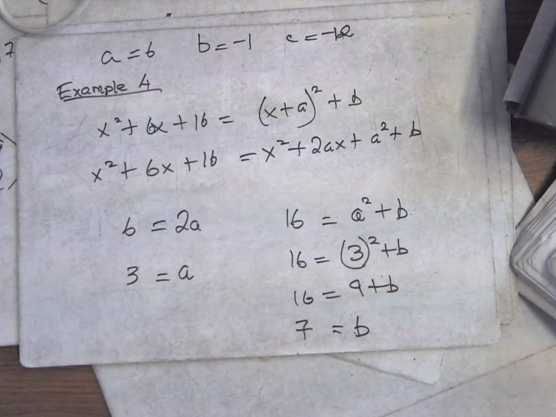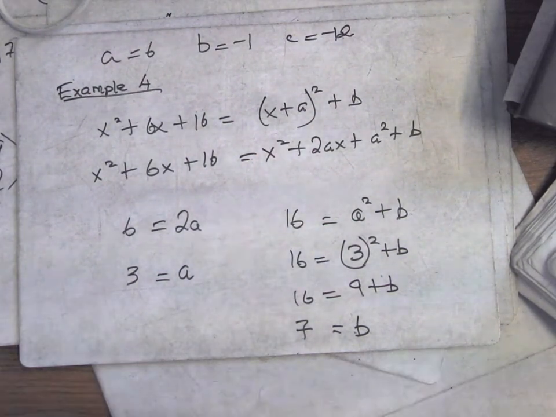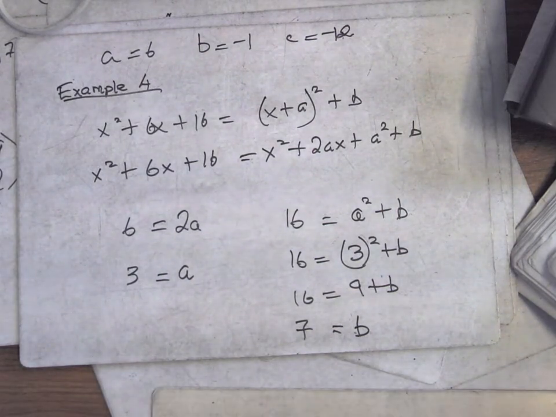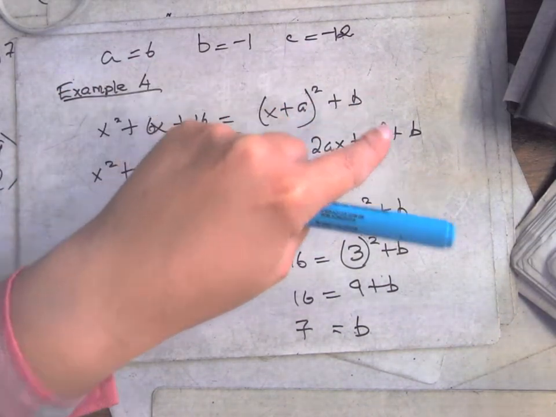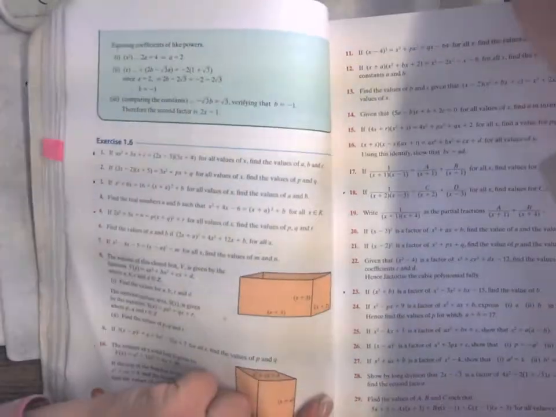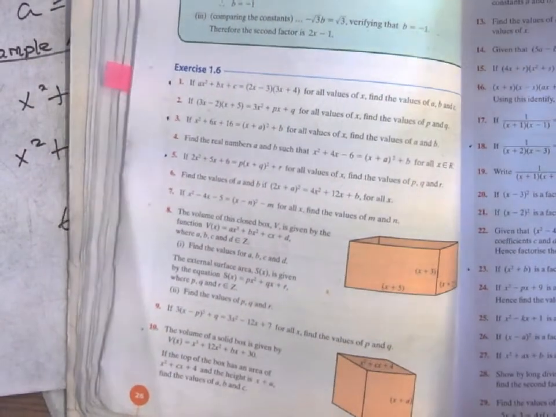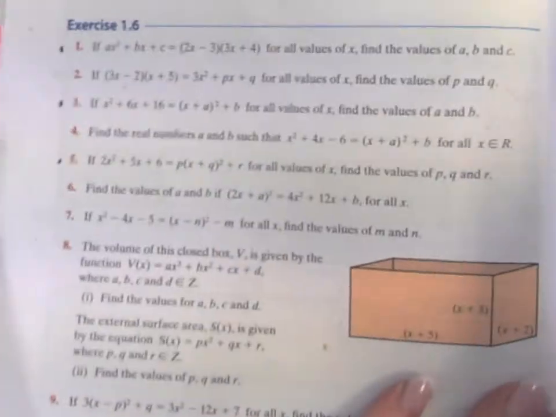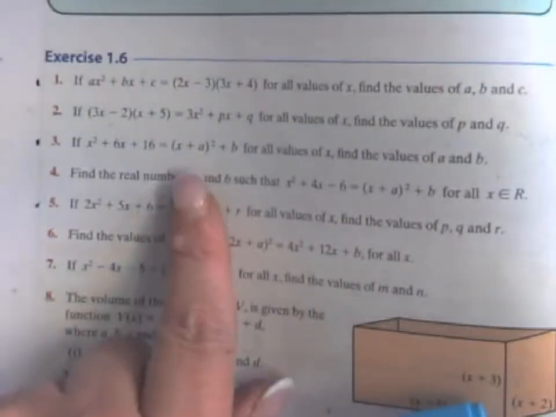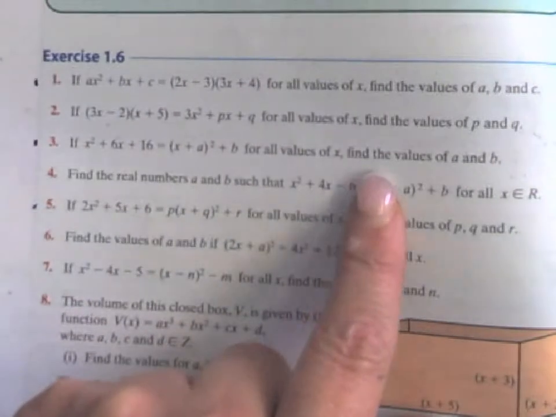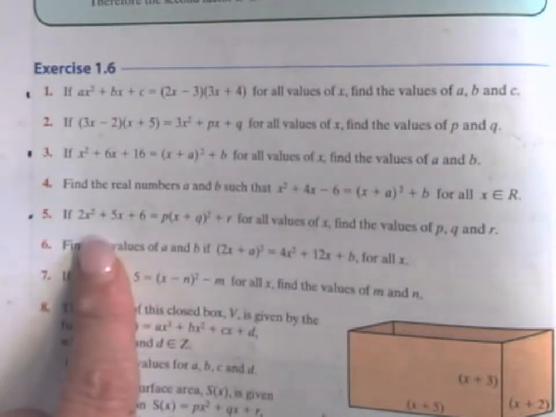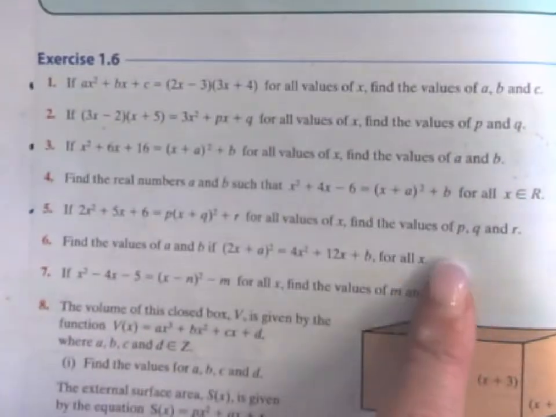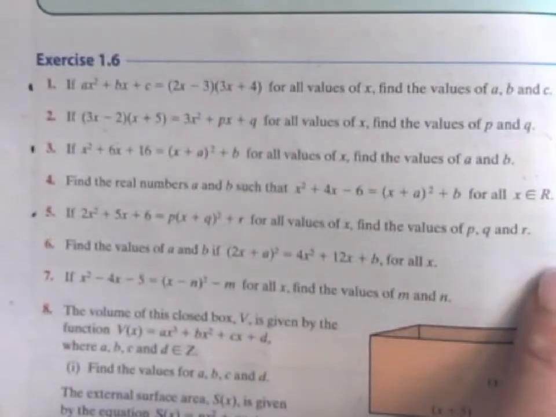Example 5. I'll keep going, will I? It will say if x squared plus 6x plus 16 equals (x plus a) squared plus b. This is how they ask it. That's number 3 I just did there. So if it says if that equals that for all values of x, find the values of a and b. Is that okay? Now I'll do number 5. If that equals that for all values of x, find the values of p, q and r. That's what I'm going to do next. So I'm on to example 5.